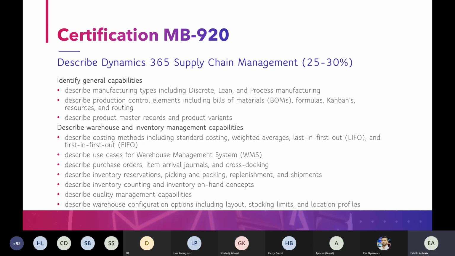So the second certification is the MB920, which is for the ERP, about enterprise resource management. And in this, you will have the supply chain management part of Dynamics 365. It's a pretty huge part of this exam because it's 25 or 30%, almost 30% of the exam.